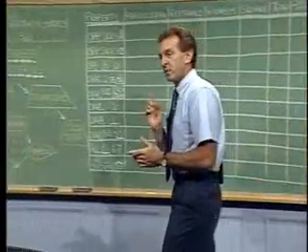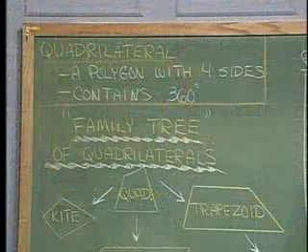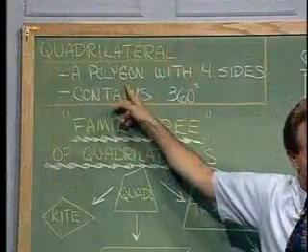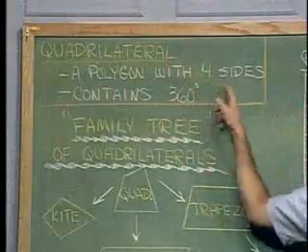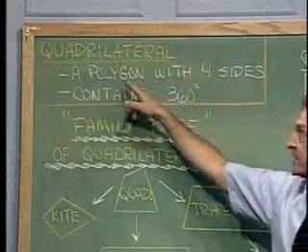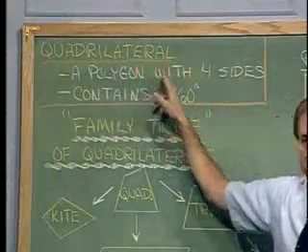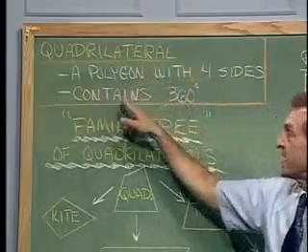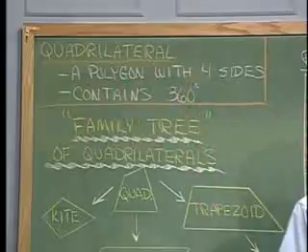First of all, a quadrilateral is a general name for a plane 4-sided figure. Or in other words, it is a polygon, which is a plane figure with 4 sides. A quadrilateral is a plane 4-sided figure, or a polygon with 4 sides. A quadrilateral contains a total of 360 degrees.